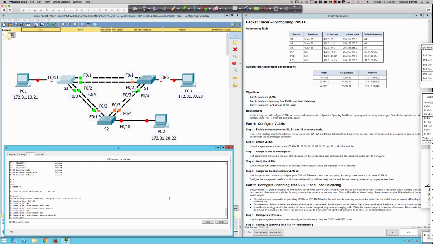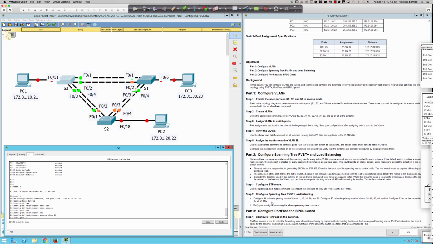Now, we made it an access port. Why did we do that? Well, because again, Fa0/11 on switch 3, we can clearly see that the end host is a PC. So what other commands would I want to run here? And in fact, I believe that we are asked to do this. Yeah, configure PortFast and BPDU Guard.